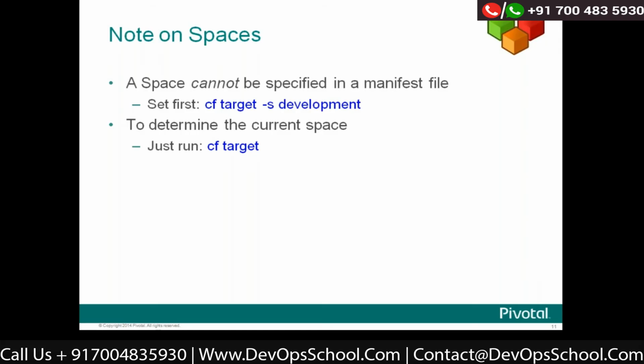So all the apps will be deployed in the current space in which you are. You cannot give the space information in a manifest, right? So if you want to switch from one target space to another space, you can use cf target -s space name. You will switch to that space, and then once you do a push with that manifest, all the applications will be pushed to that space.